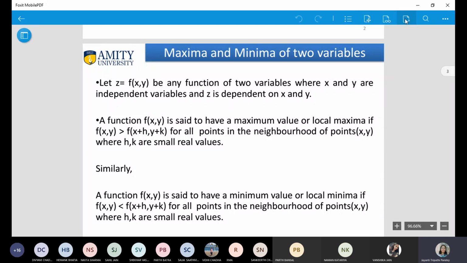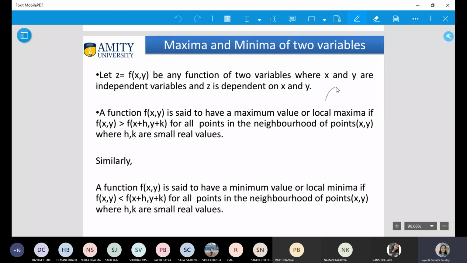See, if you draw it, just try and understand. Suppose this is your point. You are drawing like this, right? This is your number line. You take any point x. This is x plus h. What is happening? If f(x,y) is here and f(x+h) is here, so it is increasing, right? If in the neighborhood of it, suppose you are turning it like this, here also you have an increase and here also you have an increase. This is point of maxima.